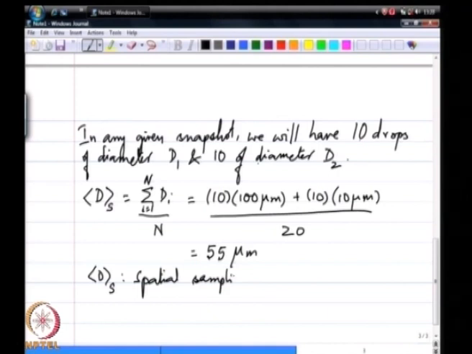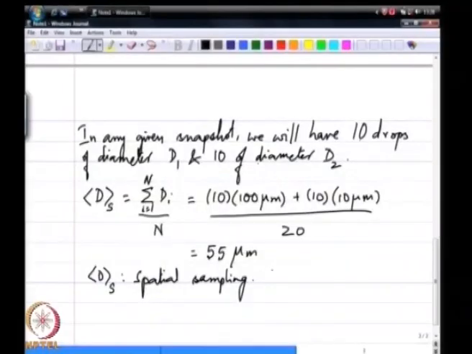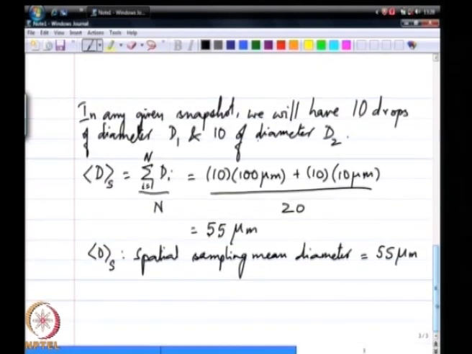For the same situation, if I do temporal sampling. So, this is the spatial sampling mean diameter equal to 55 micrometers. For the same spray, if I do a temporal sampling, what do I get?